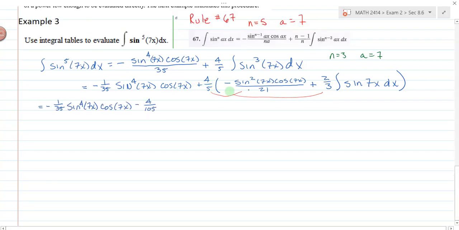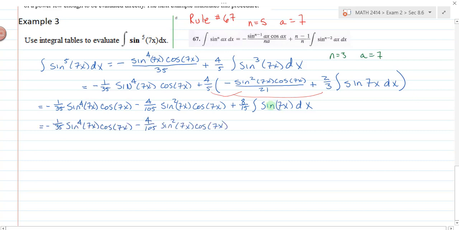So when I distribute the 4/5 across to this first term, that 5 in the denominator gets multiplied by 21, which gives us a negative 4 over 105 sine squared 7x cosine 7x. And I also have to distribute the 4/5 across to the 2/3, which is going to give us 8/15, the integral of sine 7x. And we know how to integrate sine 7x, don't we? The integral of sine is negative cosine. So that's going to make this a minus 8/15 times 1/7 cosine 7x plus c.